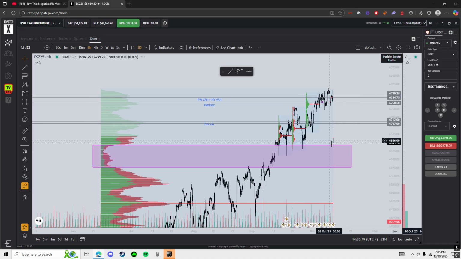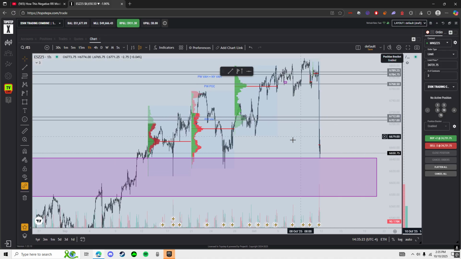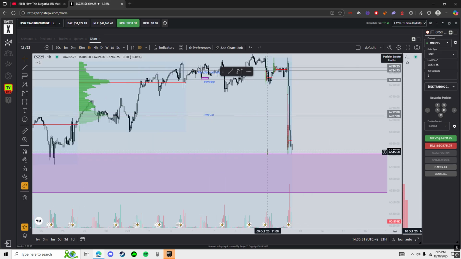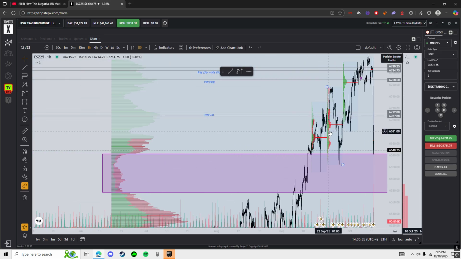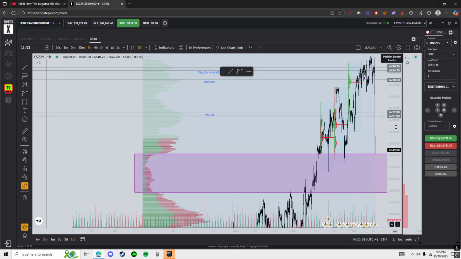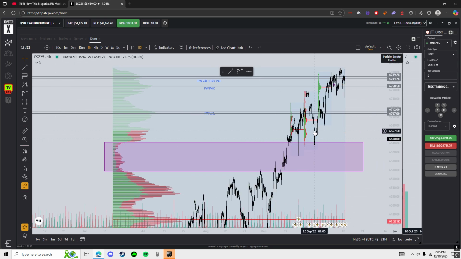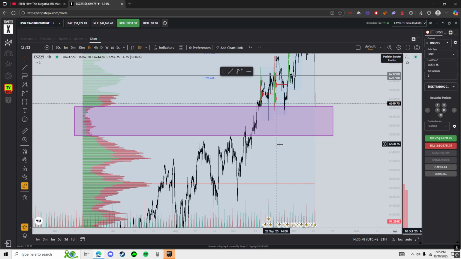Right here we have a couple of levels, right? We have this POC here. We have a high volume node here. We have the value area low right around this level. So if we fail to hold here, there's pretty much nothing supporting us below that area. So if we fail to hold, we're probably going to be coming all the way down to here.